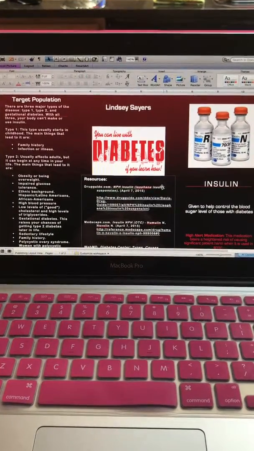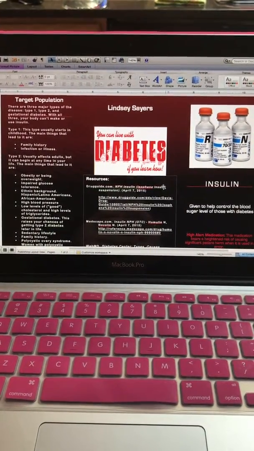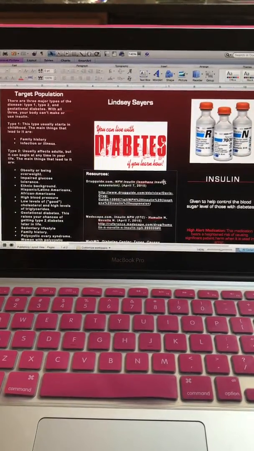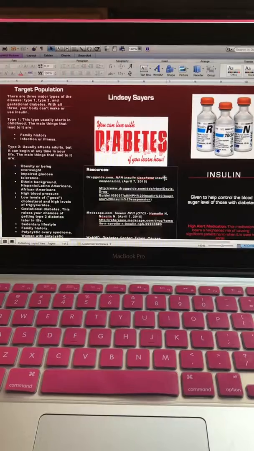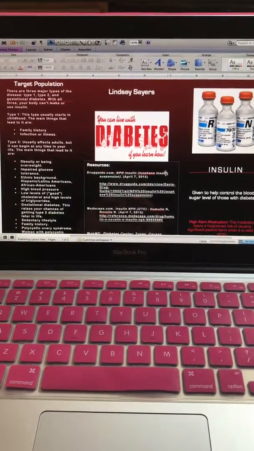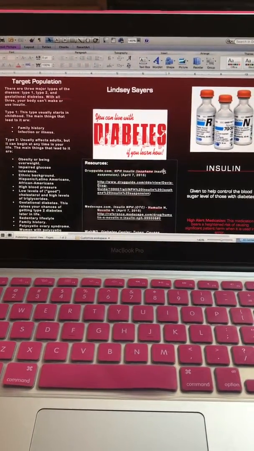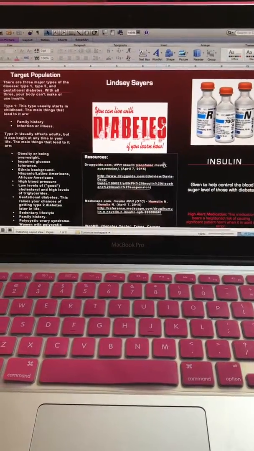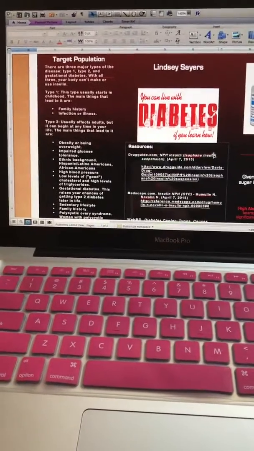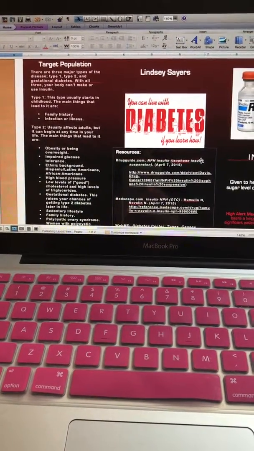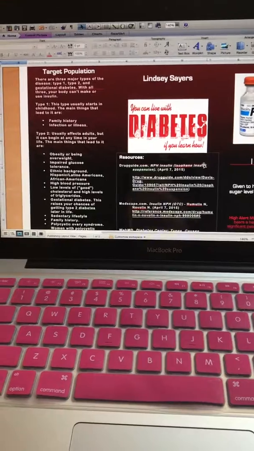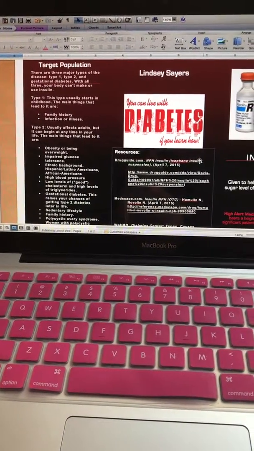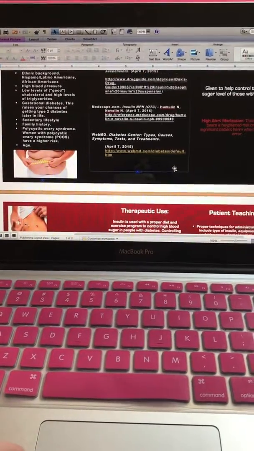I did my teaching project on insulin administration, made a brochure for my target audience, which would be diabetics type 1 and type 2. This brochure basically just gives them information and background about their disease. Obviously, insulin is given to help control the blood sugar of those with diabetes. Just gave some information about the target audience, type 1 and 2. Type 1 usually starts in childhood, and type 2 usually begins in adulthood, depending on their health.